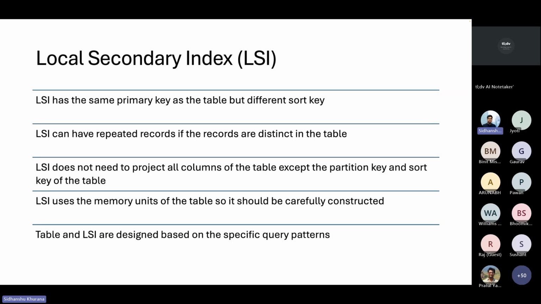Table and LSI are designed based upon the specific query patterns. As I mentioned, like NoSQL, when we design, we have to really be careful about what our access patterns are, and we design like that. It's not as rich as what SQL offers.